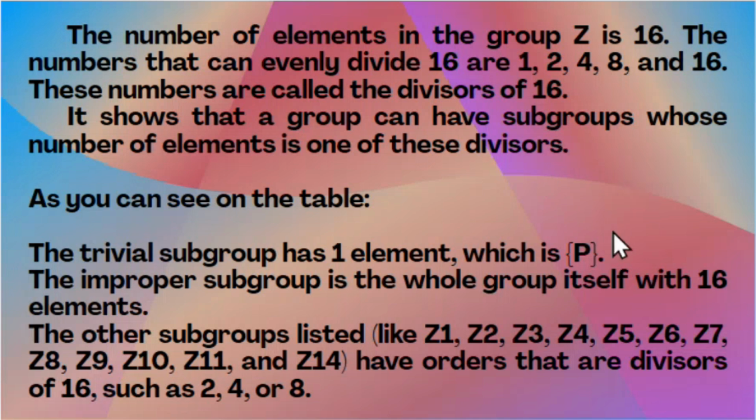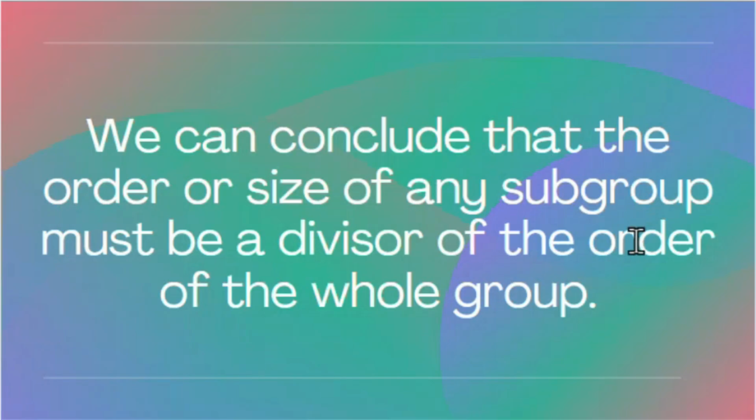As we observe on the table, we have a trivial subgroup. It has one element, which is the P, and our improper subgroup consists of 16 elements. And then for our proper subgroups, from Z1 to Z11 and Z14, we have 2, 4, and 8 elements. So we can conclude that the order or size of any subgroup must be a divisor of the order of the whole group.